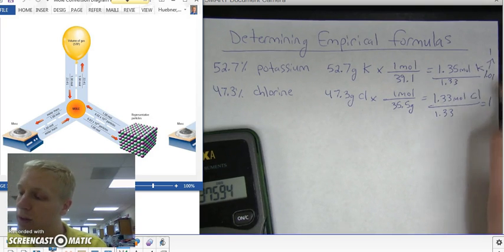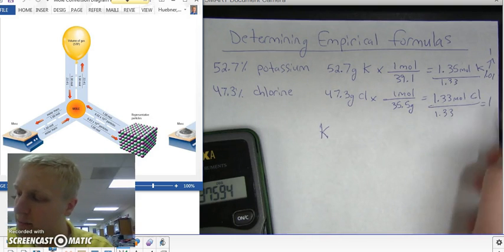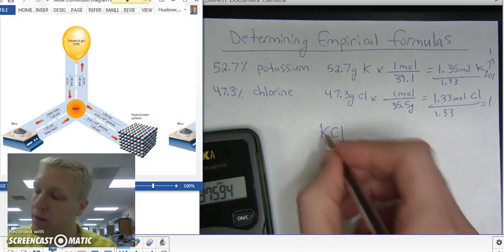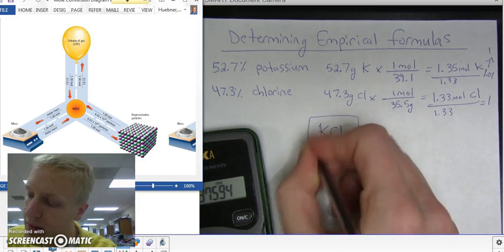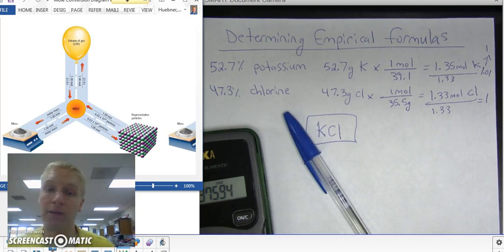So I have a 1-to-1 ratio. What this is saying is, for every 1 potassium, I'm going to have 1 chlorine. So my empirical formula, in this case, is KCl. And that is how you find an empirical formula given the percent composition.